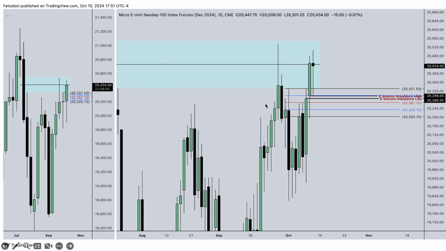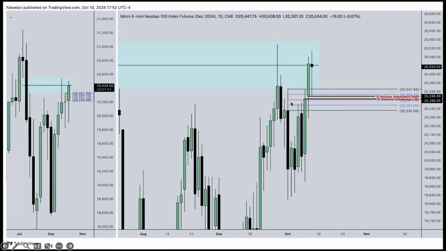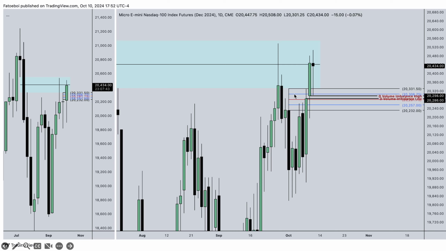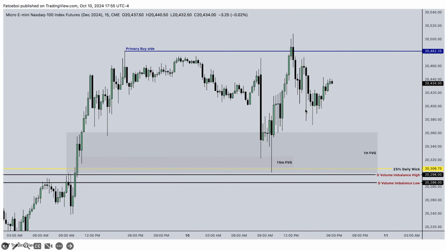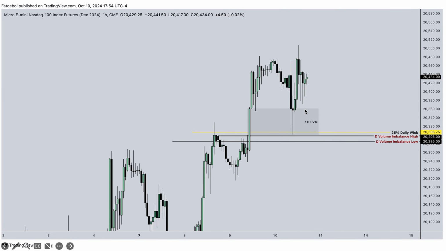We measured this wick. 75% of the range of that is in close correlation to the daily volume imbalance high. And if we measure this wick, then we see that 25% range is just above the daily volume imbalance high. So we have a point of resistance in here. How do we determine that? How we determine that point of resistance will become clear later on.